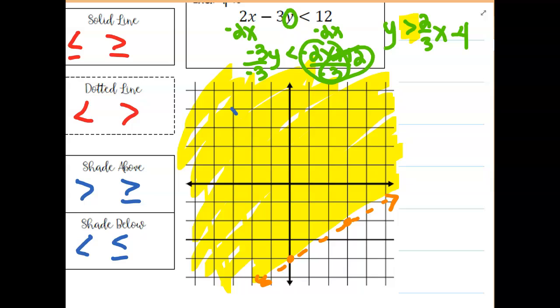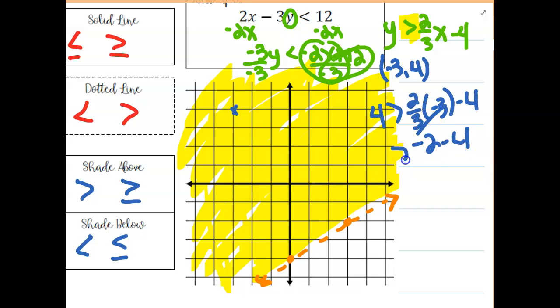-3, 4. See how it's in the shaded area? To show you that -3, 4 works, I can plug -3 in for x, so 2/3 times -3 minus 4, and I can plug in 4 for y. It should work. Watch this. The 3's cancel out, so that gives me -2 minus 4. 4 is greater than -2 minus 4, which is -6. Is 4 greater than -6?